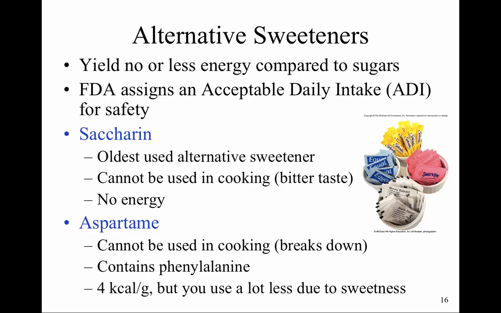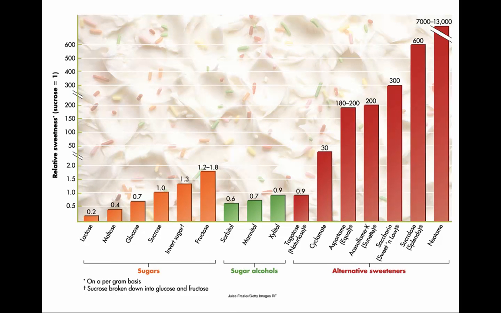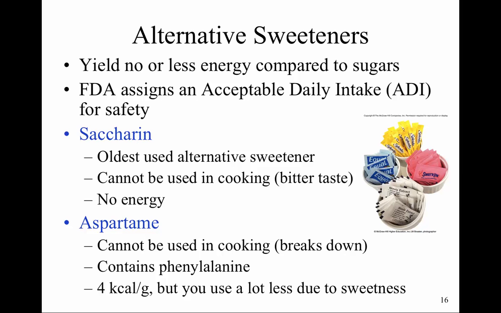This one is very widely used. What is the name? I think I'd have it on the next slide. Equal is the one you see for this one. And this one contains phenylalanine, which is an amino acid, which we won't talk so much about, but there's a disease called PKU that involves amino acid metabolism. If you have this disease, this can be very, very bad because you can't metabolize it.